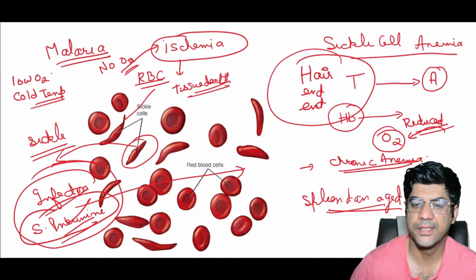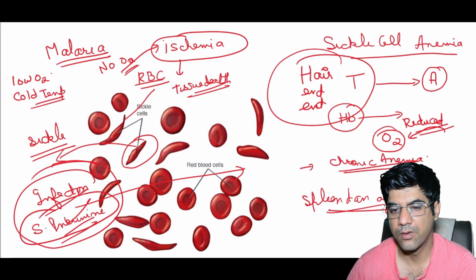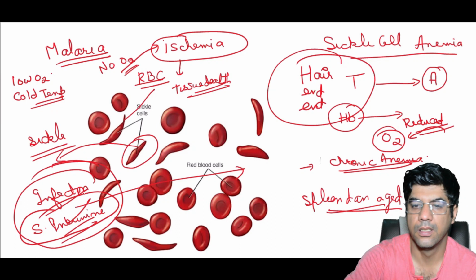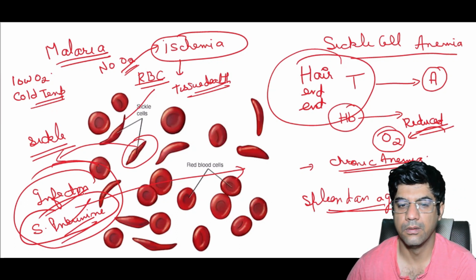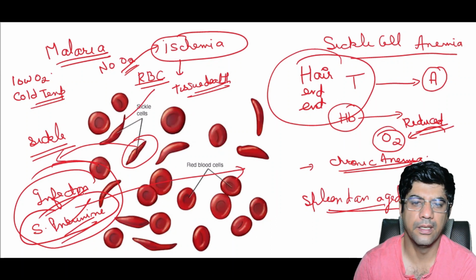For severely affected patients, bone marrow transplantation can be done. Genetic counseling can be done. So these are all the methods that can manage sickle cell anemia. The next we are going to discuss is thalassemia.